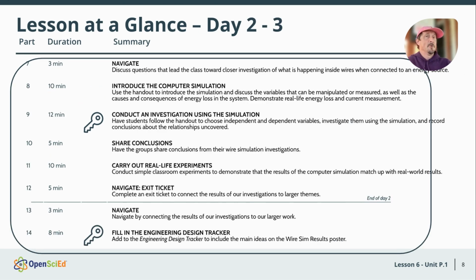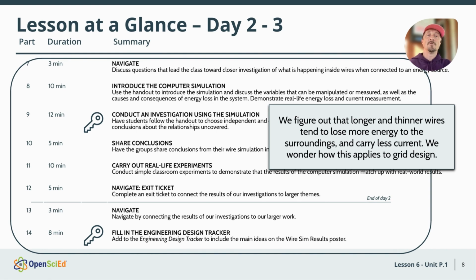We work with a computer simulation showing particles inside those wires to find relationships between wire width and wire length and energy loss. There are other relationships, but these are the primary ones. We figure out that longer and thinner wires tend to lose more energy to the surroundings and carry less current. So this gets us wondering how these new takeaways could apply to electric grid design, and we turn to our engineering design tracker to make sense of that.